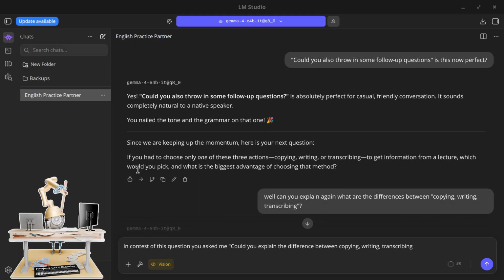To get info. Here we go. If you had to choose, exactly, that's the thing. So if you had to choose only one of these 3 actions, copying, I see, why is this here? I don't know. Copying, writing, or transcribing, actions.